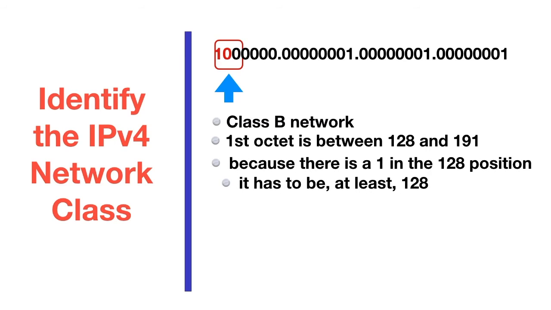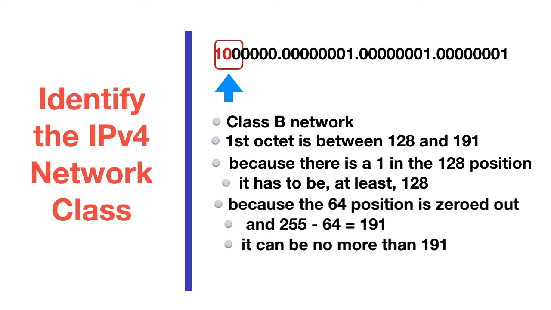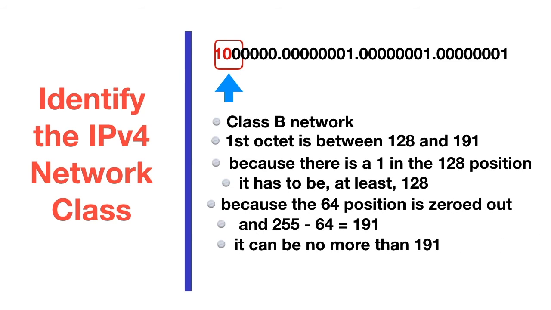Note that because there is a 1 in the 128 position, the value of the first octet has to be at least 128. And because the 64 position is zeroed out, and 255 minus 64 equals 191, the value of the first octet can be no more than 191. The full IP address displayed here is 128.1.1.1.